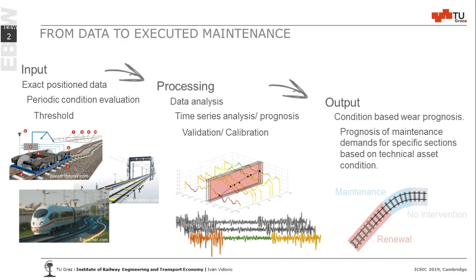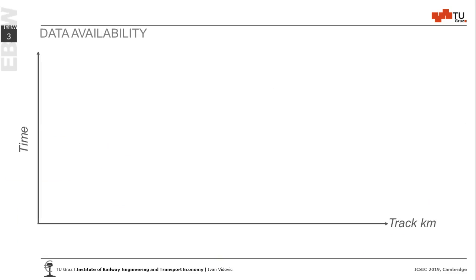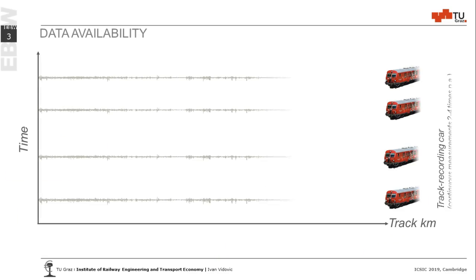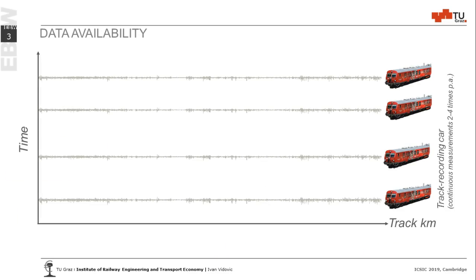So what data do infrastructure managers have to evaluate a track? One thing is the track recording vehicle. I think every infrastructure manager has it in-house or has it outsourced, but has it, and it measures the track, depending on the length of the network, 2 to 4 times a year, and delivers data about the vertical alignment, the gauge, the inclination, and so on and so forth.